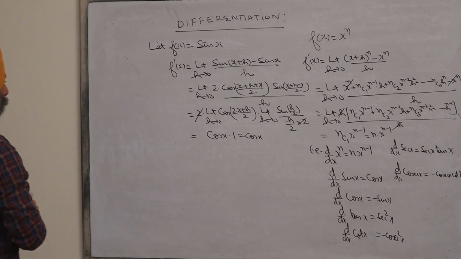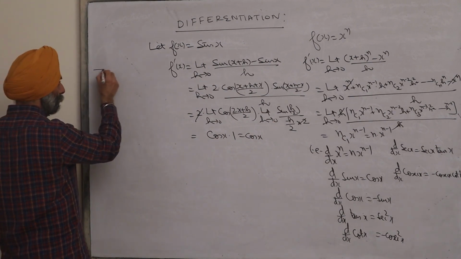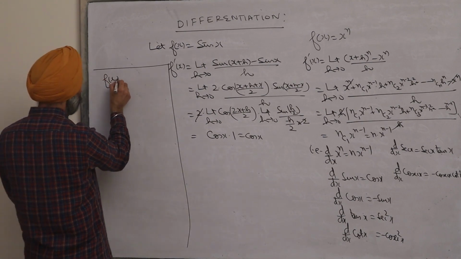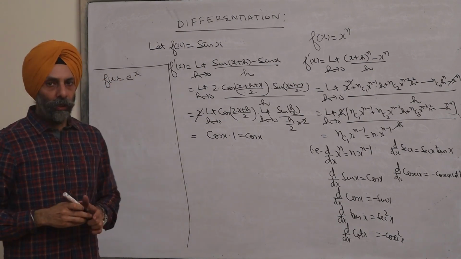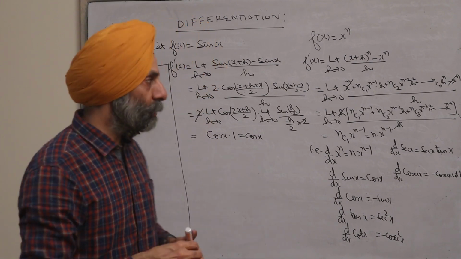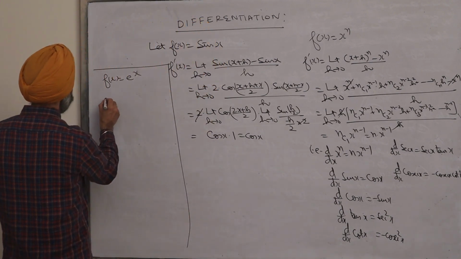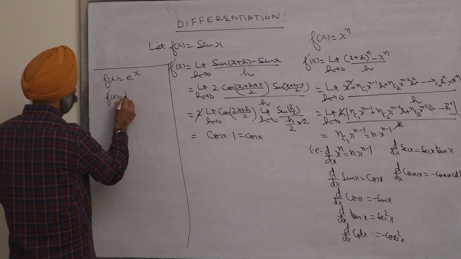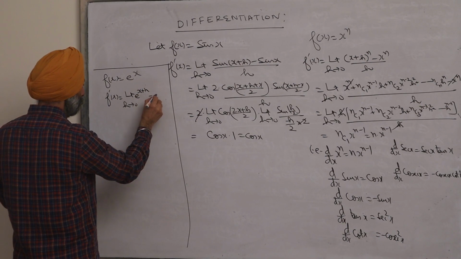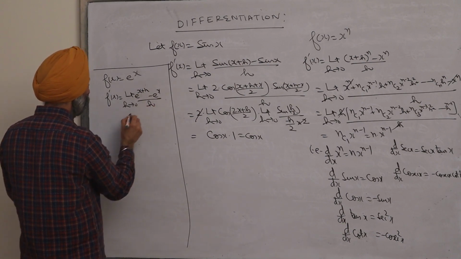Now let's say again consider some other function. Let us say we want to differentiate f of x is equal to e raised to x, that is the exponential function, by the first principle. So we have f dash x is equal to limit h approaches to 0 of e raised to x plus h minus e raised to x over h.